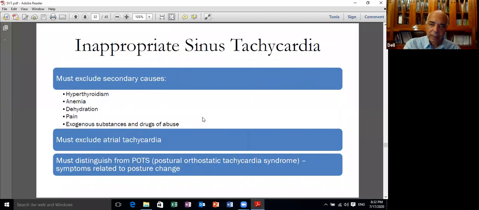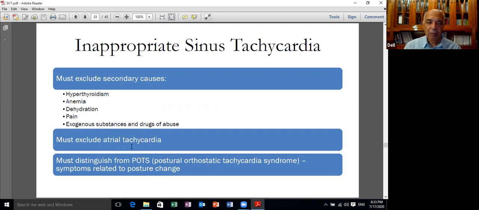This is a situation in which the diagnosis should be made by exclusion of more common conditions. You need to exclude hyperthyroidism. Check the TSH. If it is normal, check it again. Check it every 6 months, because sometimes hyperthyroidism takes time to appear in the laboratory. Check for the presence of anemia, dehydration, pain, or the use of drugs which accelerate the heart rate. Exclude atrial tachycardia. Make sure it's not sinus tachycardia. Remember when we talked about the P-axis and the importance of excluding atrial tachycardia because it has a specific line of treatment.